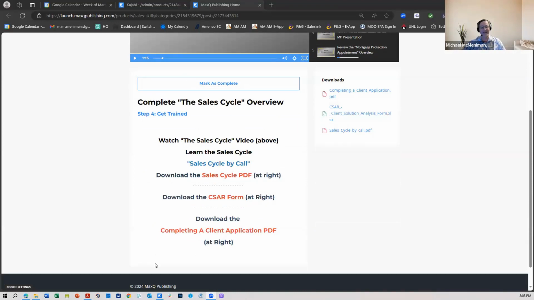Contained within that step, you'll see downloading the sales cycles by call. We're going to be looking at that in a minute. Downloading the CSAR form, which is actually an Excel spreadsheet. And also downloading, it's got a new name. It's called Completing a Client Application, which is a sequence of steps. That's what we're going to be concentrating on tonight.